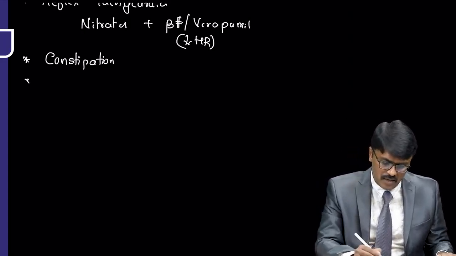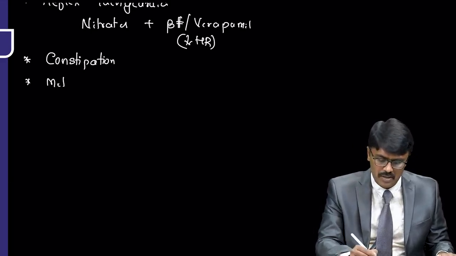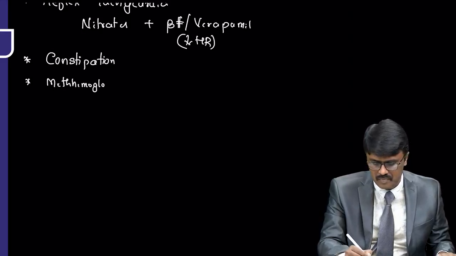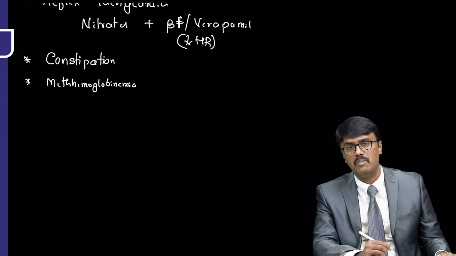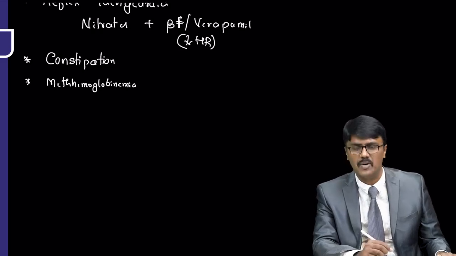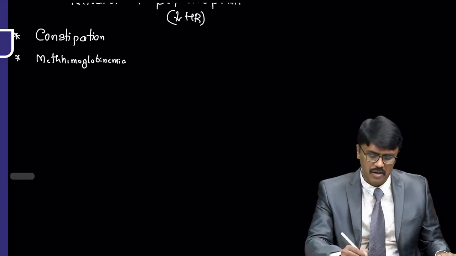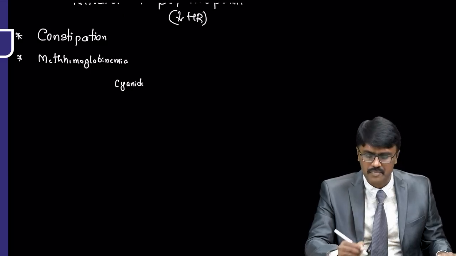They can also cause a condition called methemoglobinemia, and we take advantage of this to manage a condition called cyanide poisoning. Let me explain how it works in cyanide poisoning. Very beautiful concept. Now whenever a patient has taken cyanide, what happens?